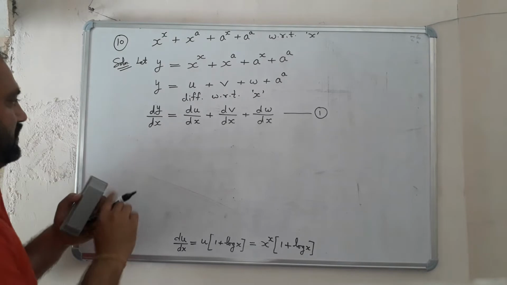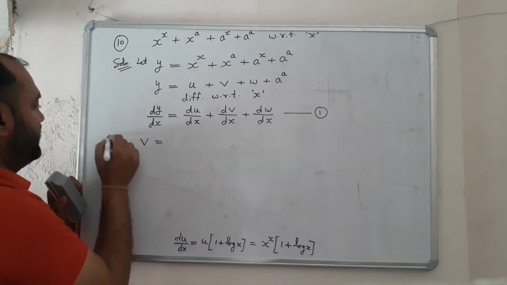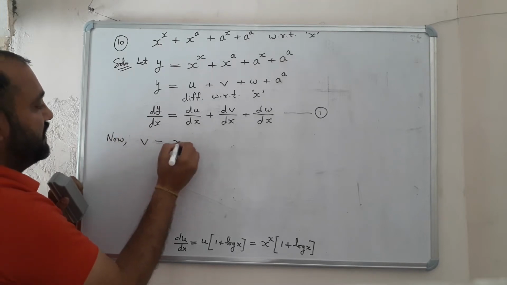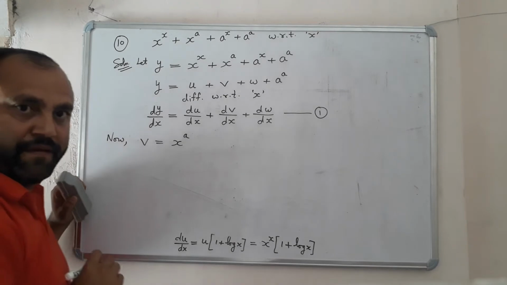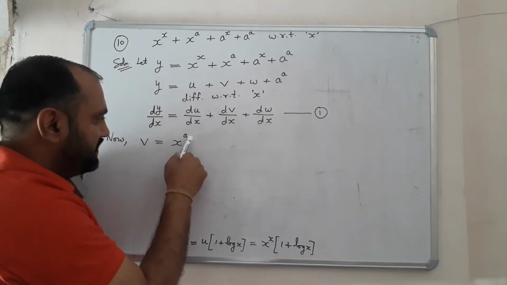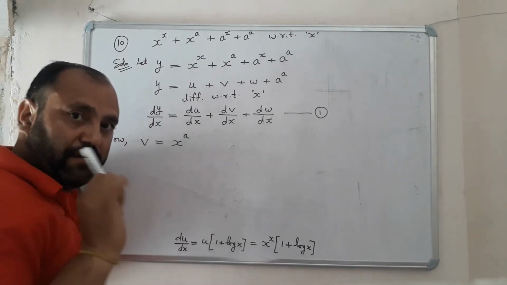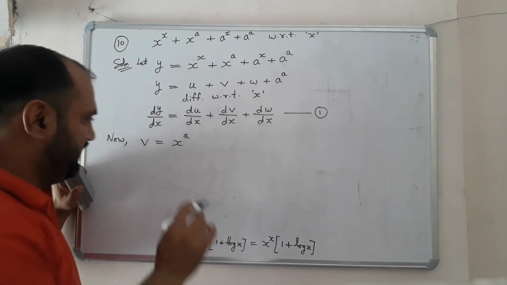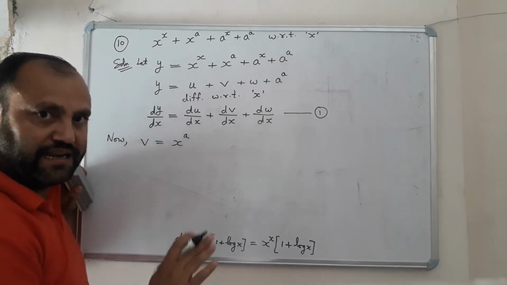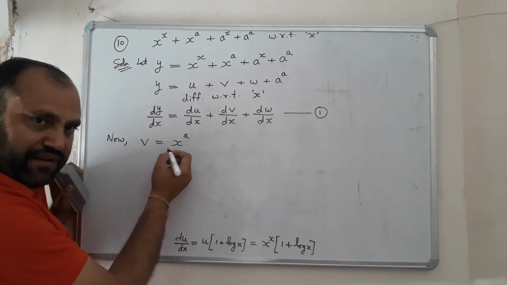Now we are taking v. Now v is equal to x raised to the power a. As you know, this x is variable and this a is a constant. So variable power constant, you can apply the power rule. That is, x raised to the power n, the derivative is n into x to the power n minus 1. So you can directly differentiate it.